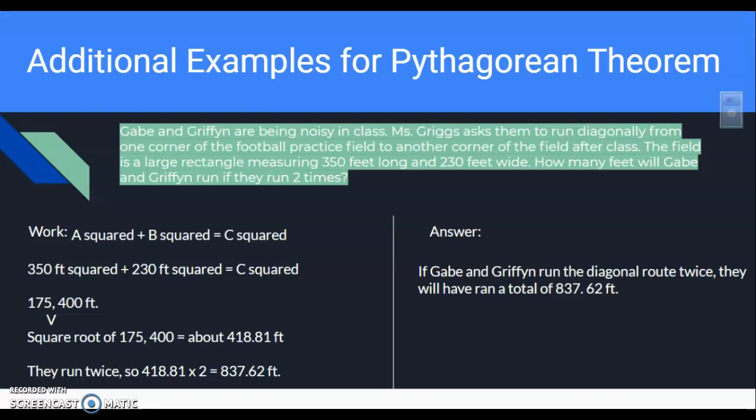So she went ahead and put the work there for us to analyze. So we had a squared plus b squared equals c squared. Our lengths were 350 feet and 230 feet. So that gives you about 418.81 feet, but they had to run it twice, so we would have to multiply that by 2. Good example. And that will help you practice if you need it.